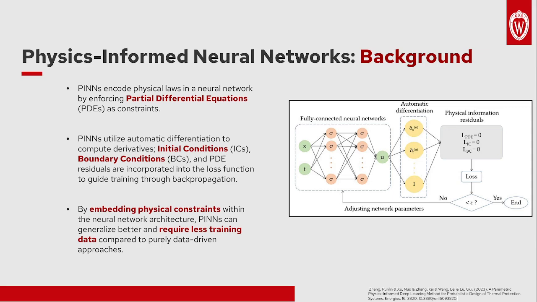Now, on the figure to the right, we see a basic PINN architecture, with the traditional neural network being governed by the physics-informed loss function. Now, let's get a better understanding of the Cahn-Hilliard equation.